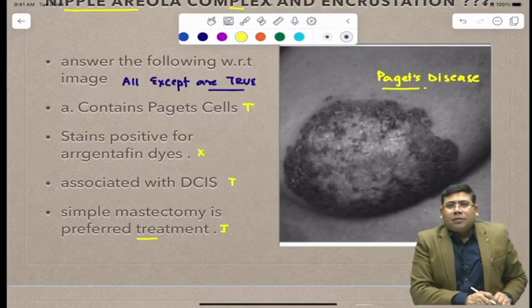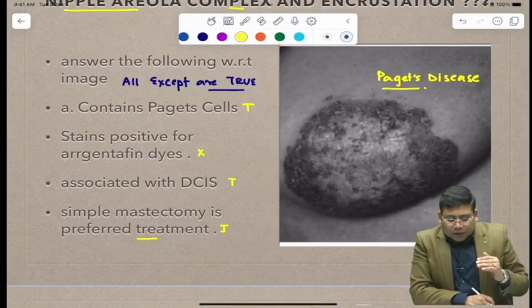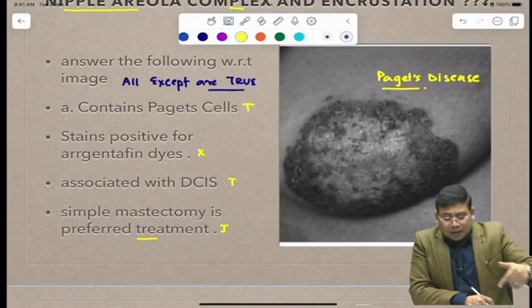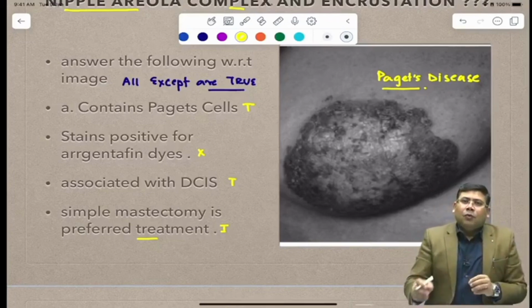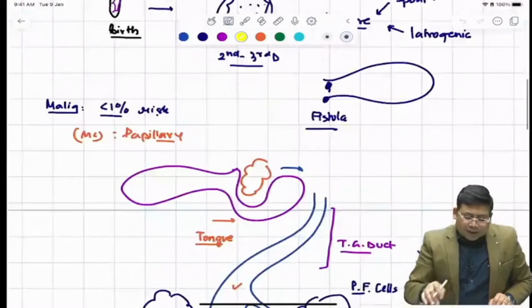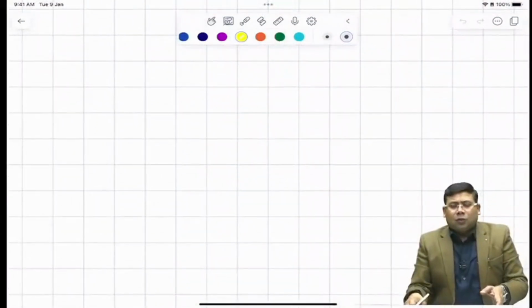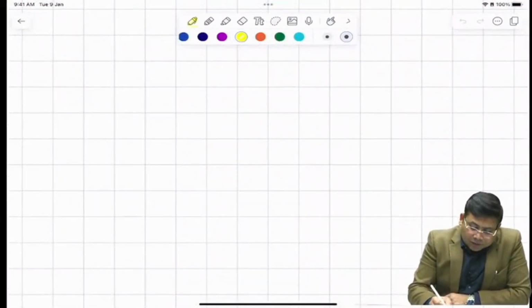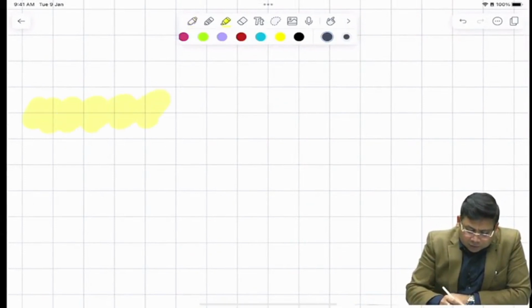Many times you get confused whether this encrustation is due to Paget's or due to certain other things. But argentaffin, they are not positive. They are PAS positive. They are Alcian blue-black positive. There are certain tumor markers which are positive for them. So let us understand Paget's in the next 2-3 minutes. This is very important for us to understand the concept of Paget's.